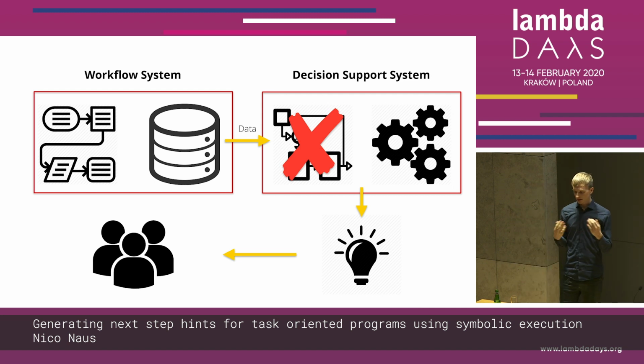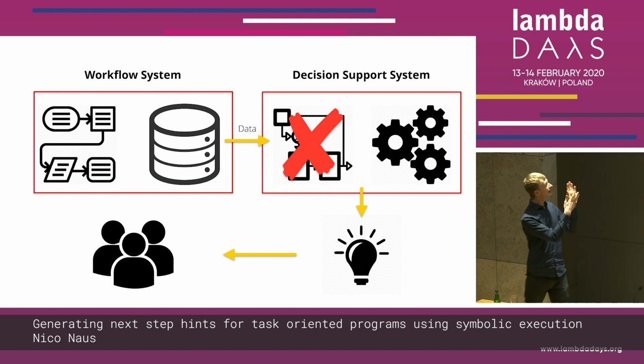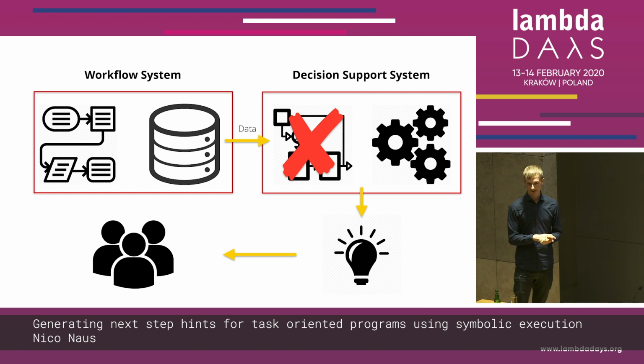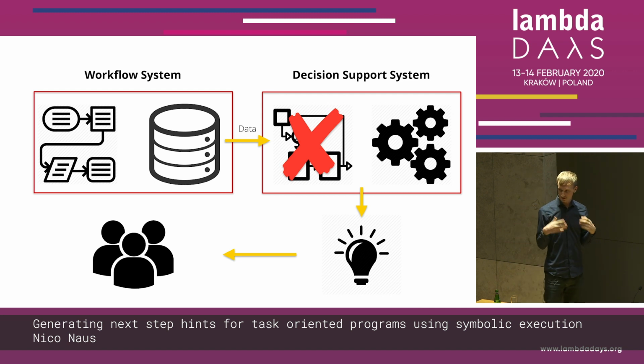But developing a decision support system is expensive. I mean, you already have developed the workflow system, and now you need to come up with a different model for your decision support system. And once you have that system and you change something in the workflow system, this means that you need to update the model as well. So what we want to do is just get rid of the whole model, and that's why we want to generate automatic hints using symbolic execution.